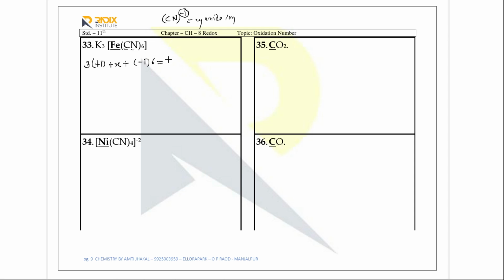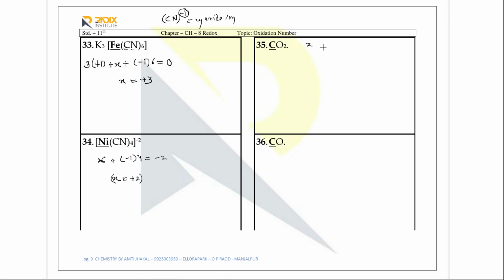Sum of oxidation number is equal to charge. So we get X is equal to +3. Here iron is present in +3 oxidation state. Here oxidation number of nickel X plus -1 into 4 is equal to -2. We will consider the oxidation number of cyanide as -1, so the oxidation number of nickel will be equal to +2.